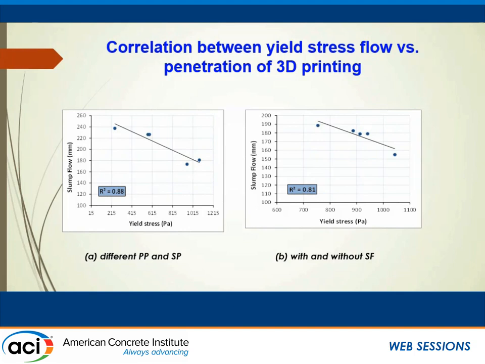Here also there is a good correlation between slump flow and the yield stress. When the slump flow goes down, the yield stress goes up.